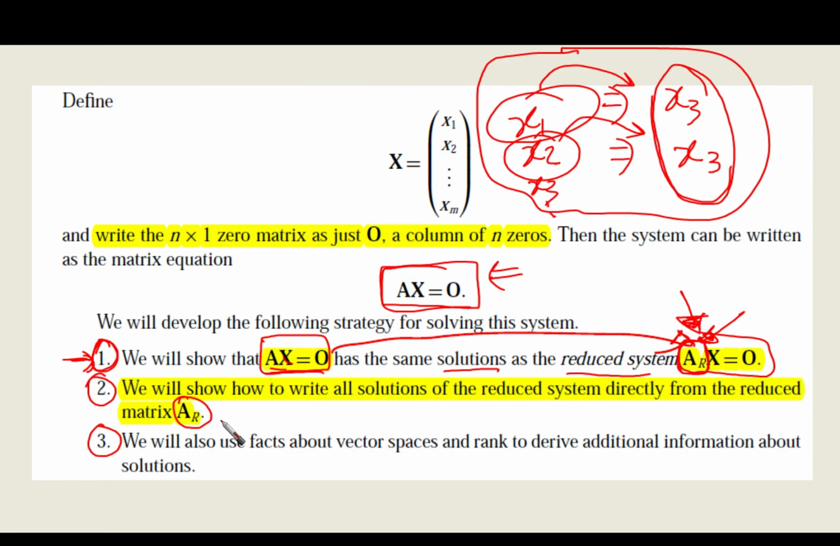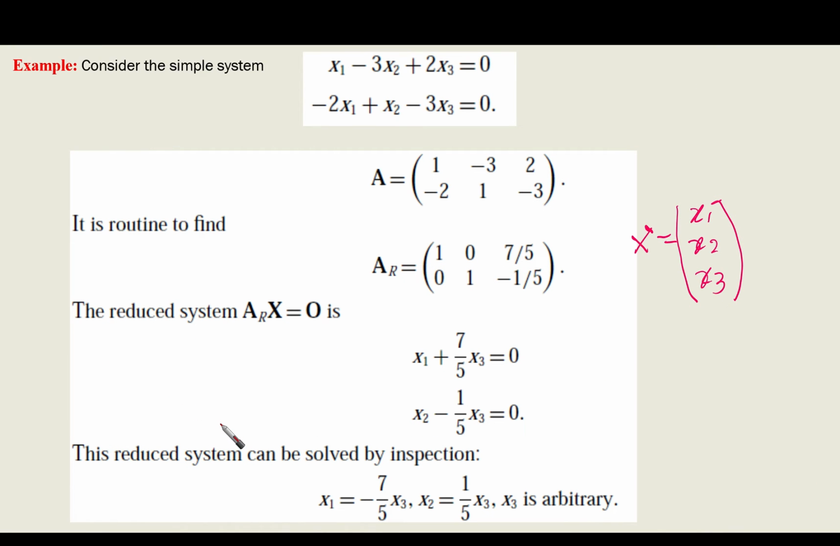Now let's go to the first thing, which is the first step we mentioned before, the reduction, and whether the reduced form would help us or not. So let's have an example to explain it. Consider the simple system x1 minus 3x2 plus 2x3 equal to 0, and minus 2x1 plus x2 minus 3x3 equal to 0.